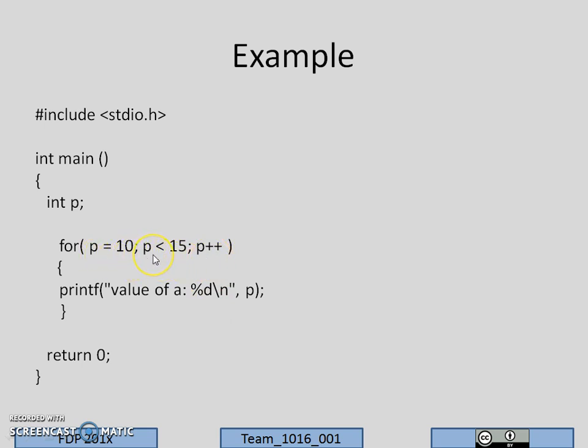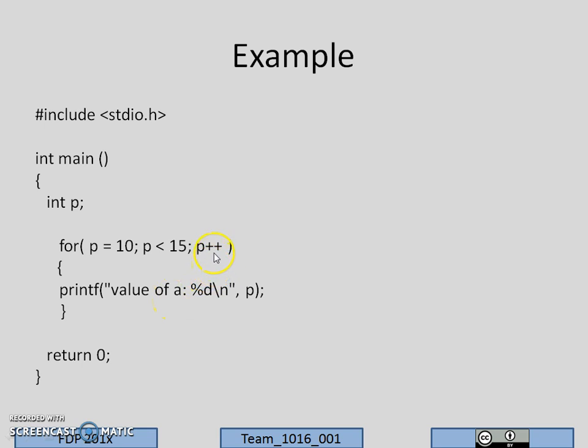So again it will check whether 11 is less than 15. Yes, it is less than 15. So display the 11. Again increment by 1 and it becomes 12. 12 is also less than 15. Display 12 value, increment by 1. It becomes 13. 13 is also less than 15, so display 13 value, increment by 1, it becomes 14. Now 14 is also less than 15 and it will display that 14 as well.